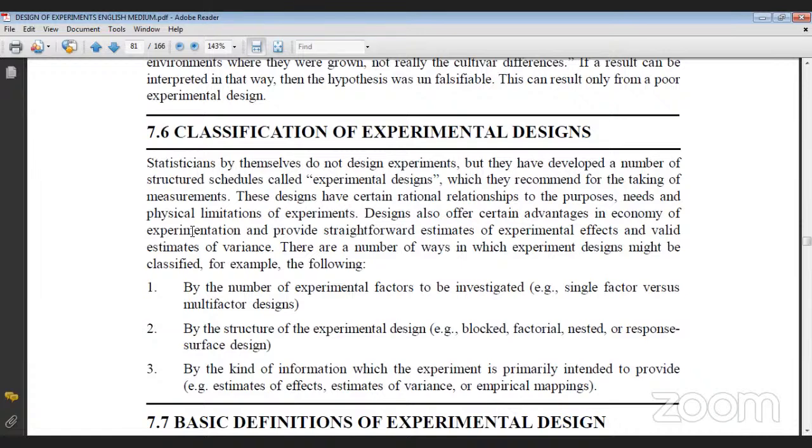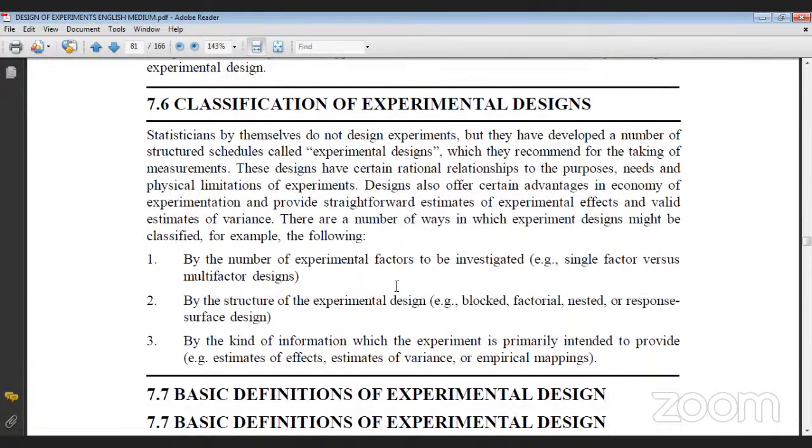By the number of experimental factors to be investigated. By the structure of the experimental design, that is, factorial, nested, response surface. By the kind of information provided, that is, estimation of effects, estimate of variance, and empirical mapping also.